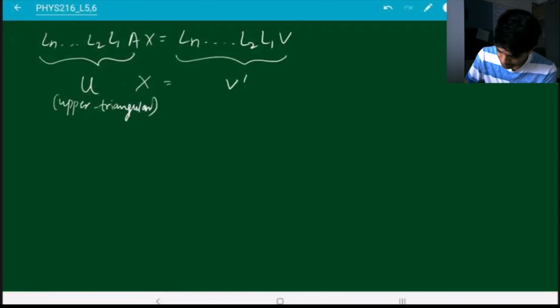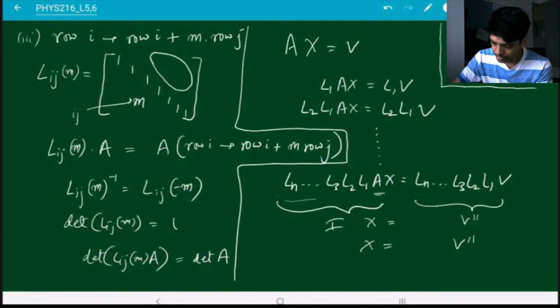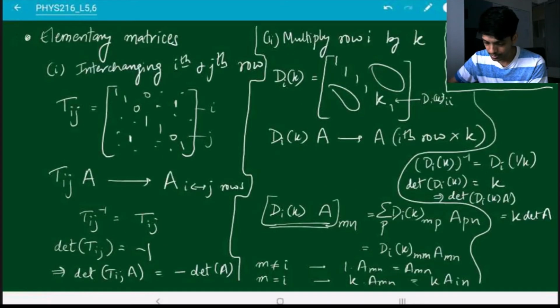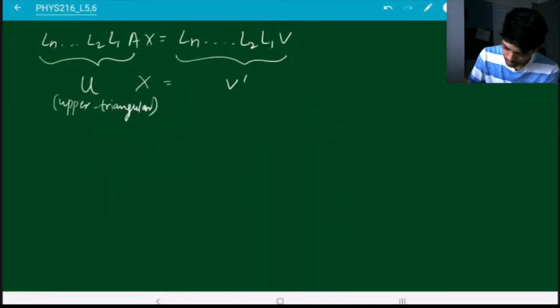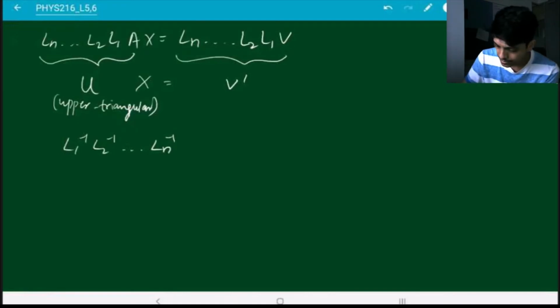Remember that you know what these elementary matrices look like, no? They will always be of this form or of this form or of this form. It turns out that if you just consider their product, I should do it in the reverse order, L1 inverse, L2 inverse and so on, Ln inverse, this matrix is always going to be lower triangular. So let's call this product equal to L.